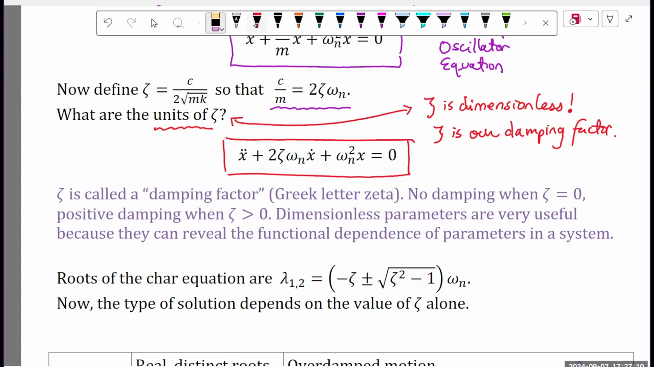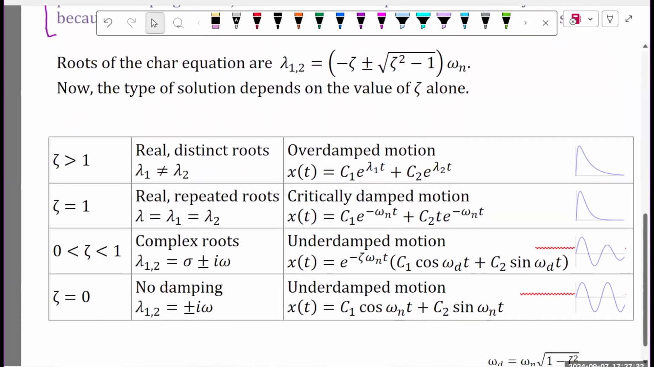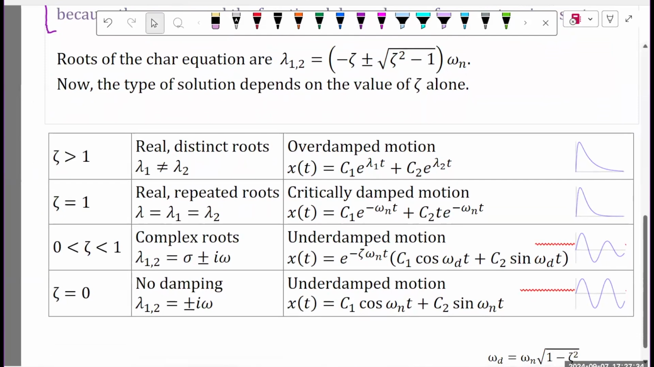So as we pointed out, zeta is called our damping factor, and it is dimensionless. Dimensionless parameters are useful because the actual quantities of the damping don't matter quite as much as the sign of the damping factor to tell us something about the overall behavior of the solution. Now, in this case, we can look at the roots of the characteristic equation table one more time, but this time in terms of zeta. Now the type of solution depends on zeta alone.